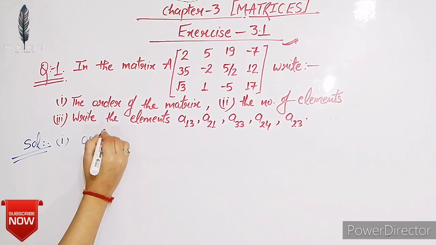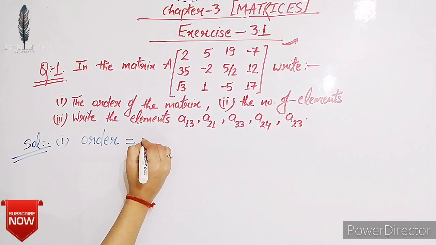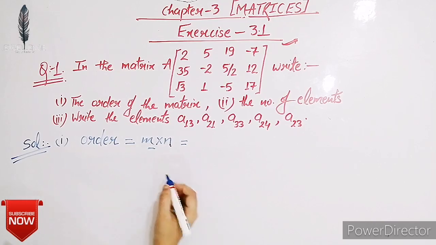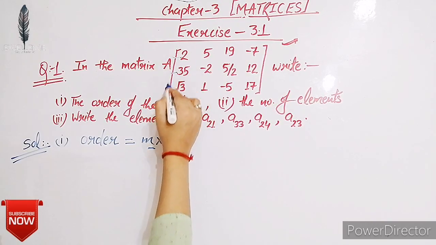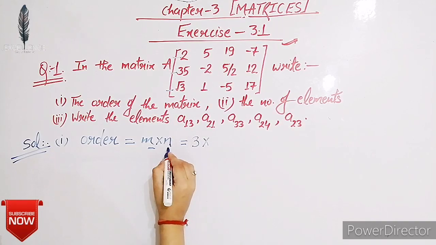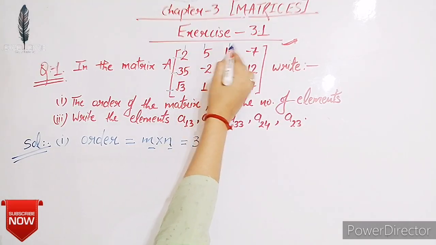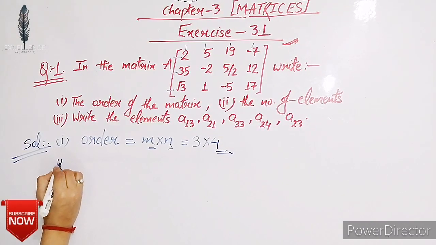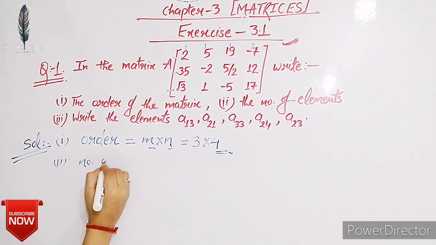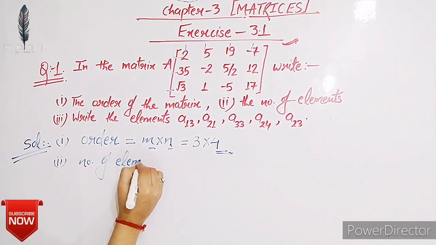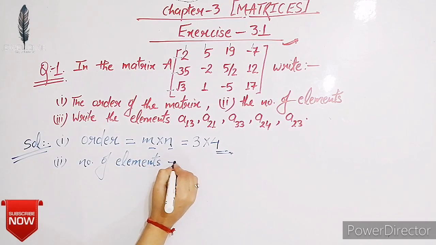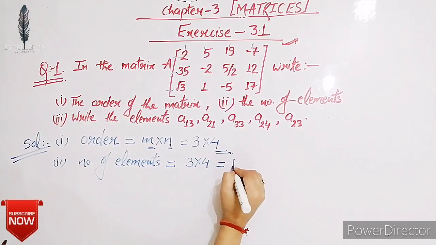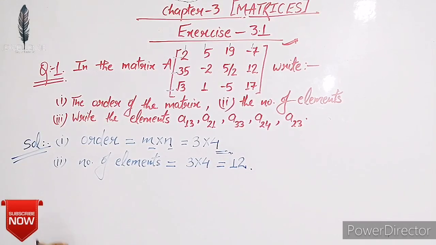First part, order of the matrix. For order we have to find rows and columns, m into n. Here m is the number of rows. Rows are 1, 2, 3, that is 3, and n, columns, that is 1, 2, 3, 4. So order is 3 by 4, that is 3 into 4. Second, the total number of elements. Total number of elements is m into n, that is 3 into 4 equals 12. Total 12 elements in this matrix.